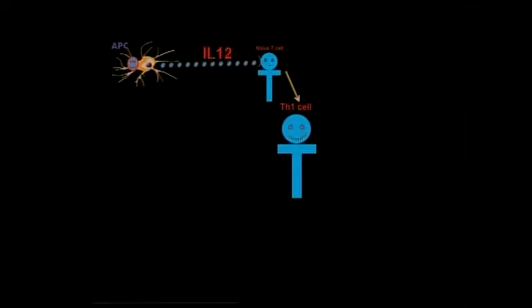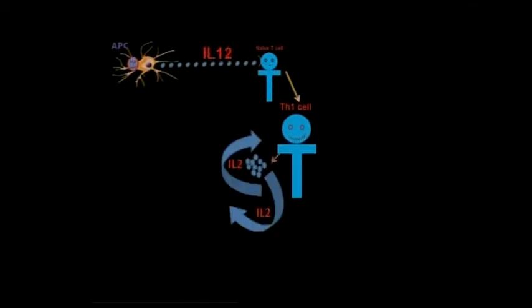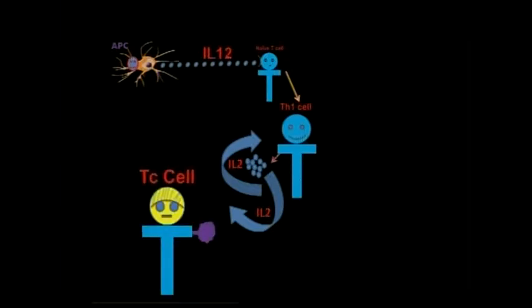This T helper 1 cell again stimulates and produces some interleukins, called interleukin 2. This interleukin 2 acts on the Th1 cell itself in the form of autocrine signaling, and this interleukin 2 can also stimulate the activation of TC cells. These are called T cytotoxic cells or CD8 positive cells. These CD8 positive or cytotoxic T cells are involved in the cell-mediated immune response, or cell-mediated immunity.